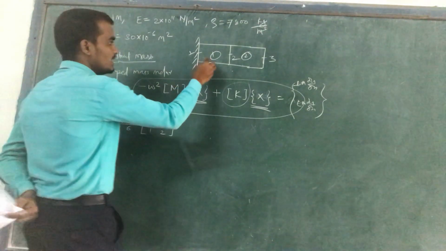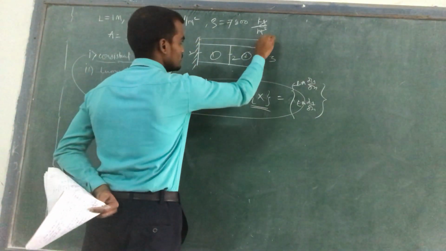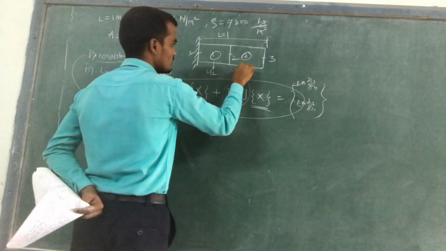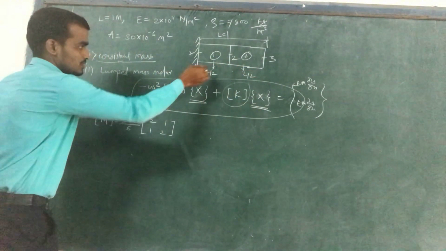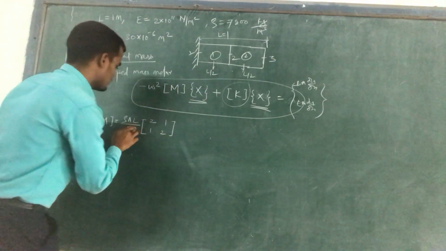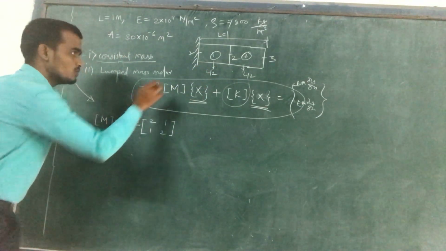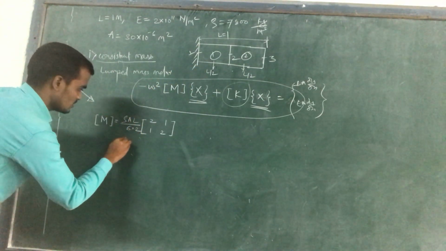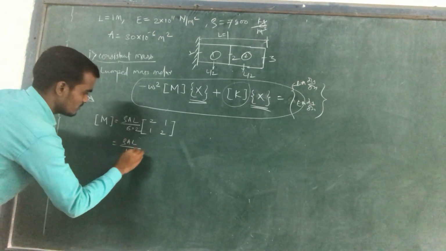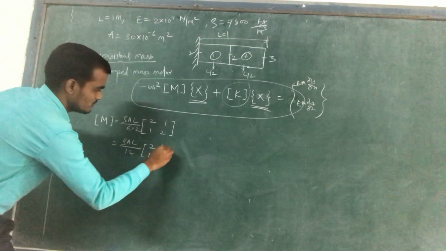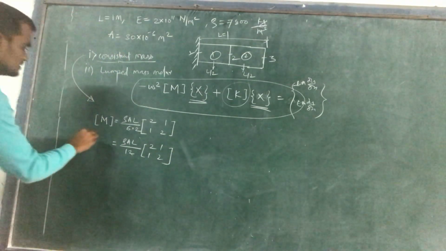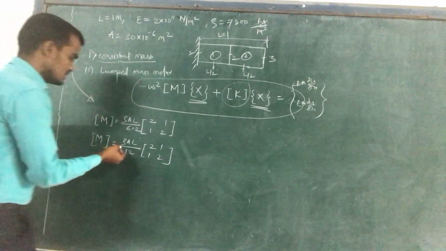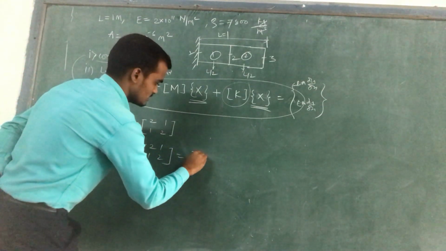Here the total length is equal to 1 meter. For the first element, the length will be L by 2, so instead of L we need to put L by 2. So this will become rho into A into L divided by 12 in bracket 2 1 1 2. This is the mass matrix for the first element, and similarly it is also the mass matrix for the second element.